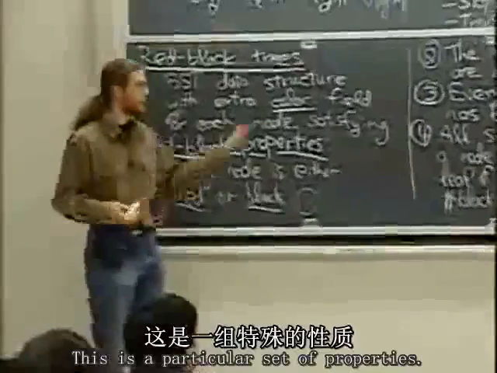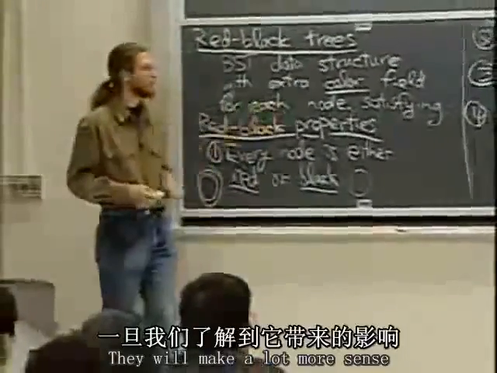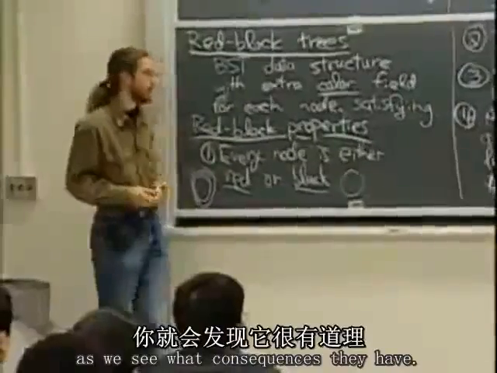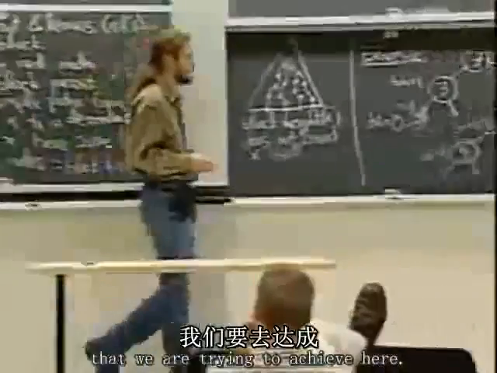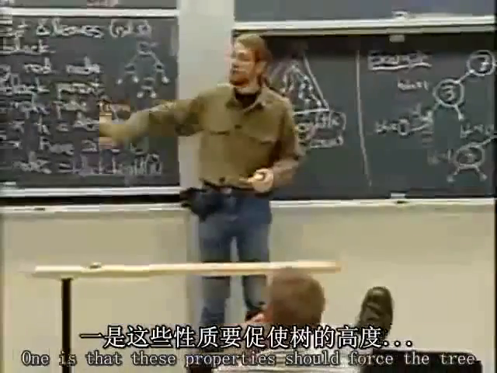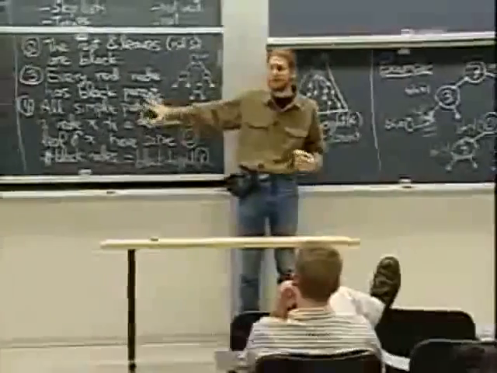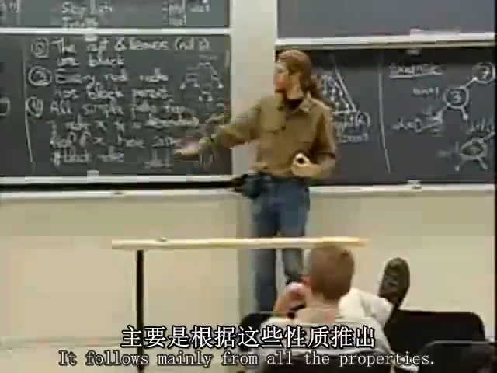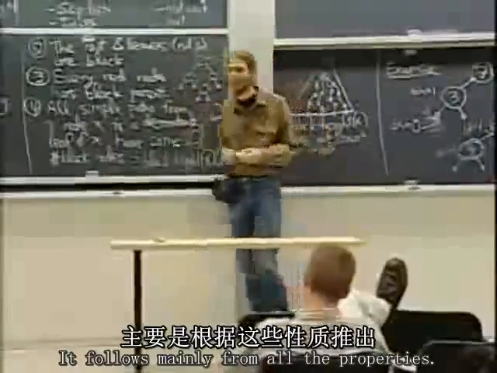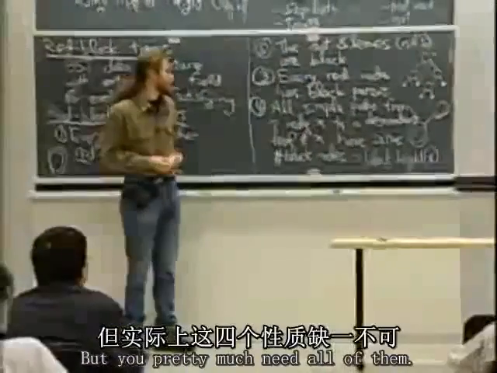This is a particular set of properties that may seem a bit arbitrary at this point. They will make a lot more sense as we see what consequences they have. There are a couple of goals that we're trying to achieve here. One is that these properties should force the tree to have logarithmic height, order log n height. And they do, although that's probably not obvious at this point. It follows mainly from all the properties. 3 and 4 are the main ones, but you pretty much need all of them.